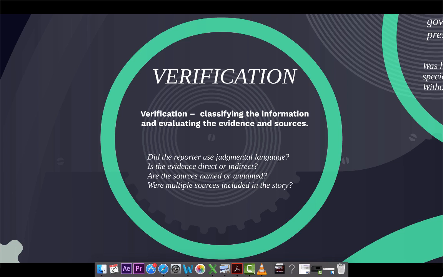So if you're looking at any news article, look at these 4 questions. Did the reporter use judgmental language? Is the evidence direct or indirect? Are the sources named or unnamed? Were multiple sources included in the story? This is what is important, okay? Whether it's by a reporter or not, whether it cites people's names or their designations, something that we can look up online and see whether the information is credible or not.